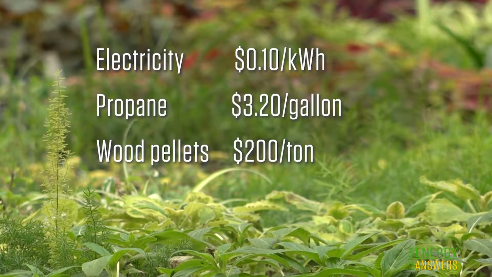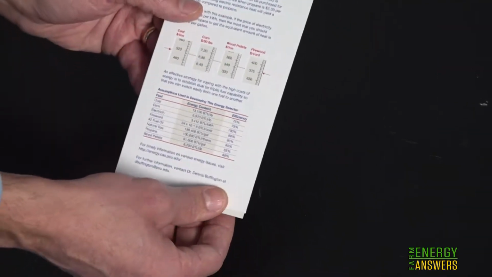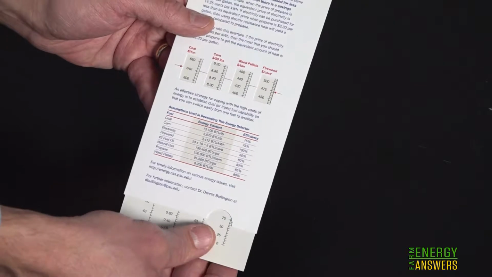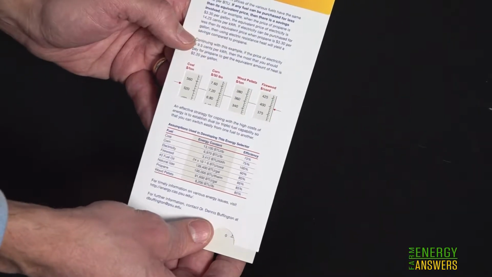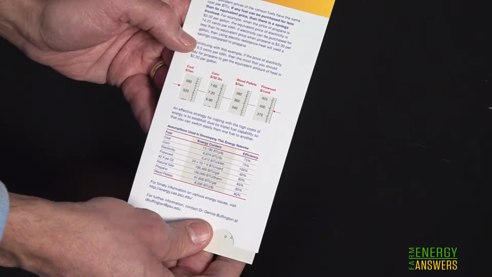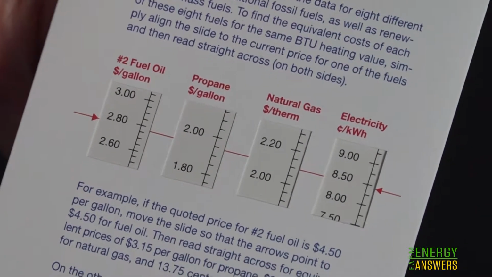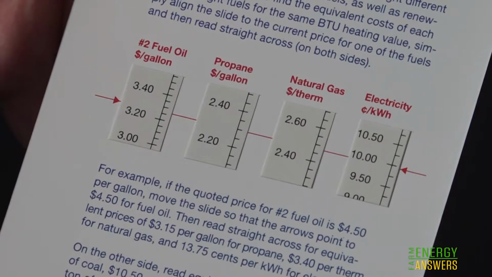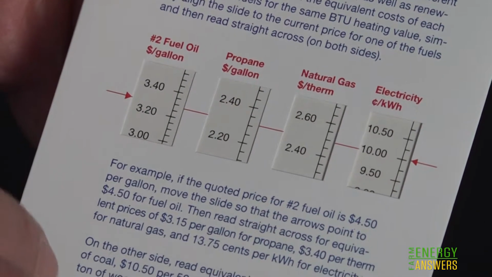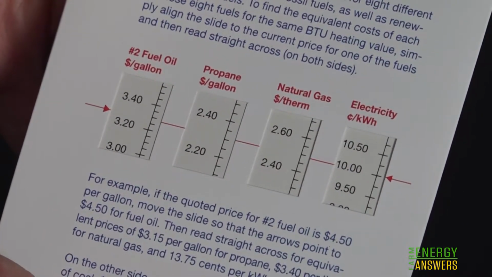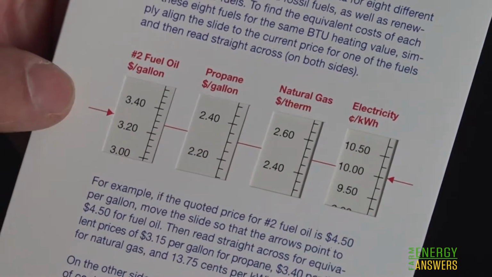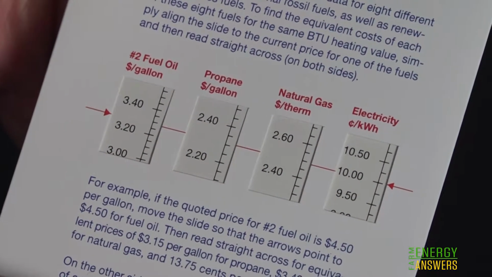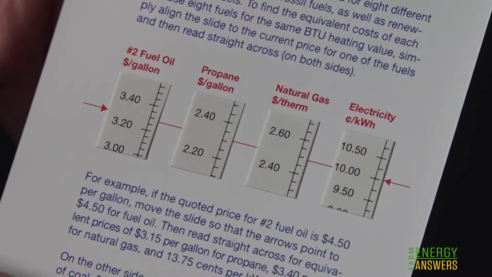Once you have your prices, you can slide the inner card until the arrow on one side of the windows points to the price for that fuel. So let's use electricity as our reference for now and slide the inner card until the electricity window points to 10.00. There. Now the prices shown in all of the other windows give the equivalent cost of those other heating fuels. That's the cost you would have to pay to get the same amount of useful heat per dollar.